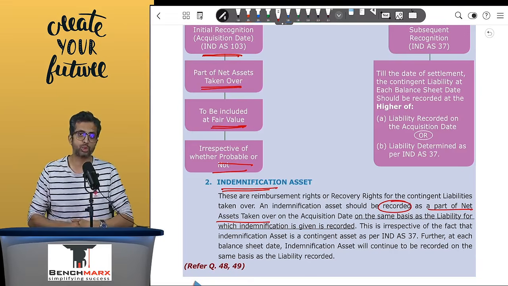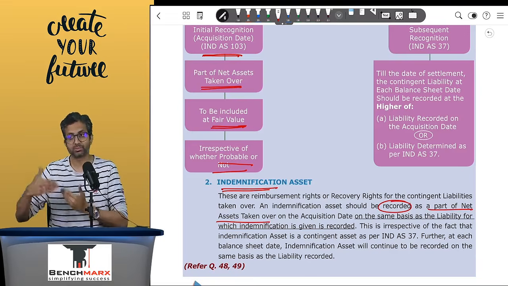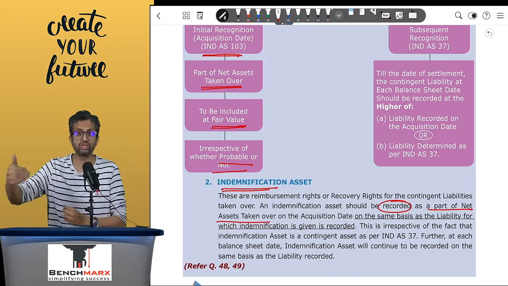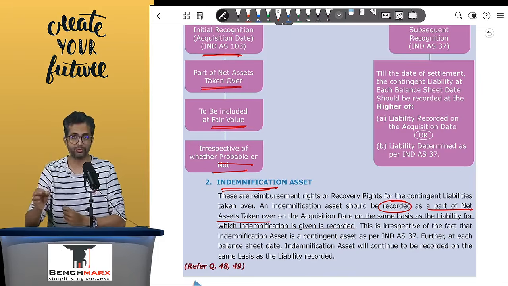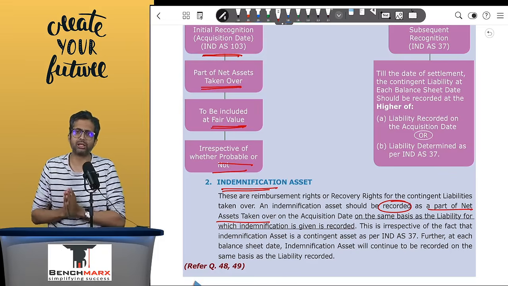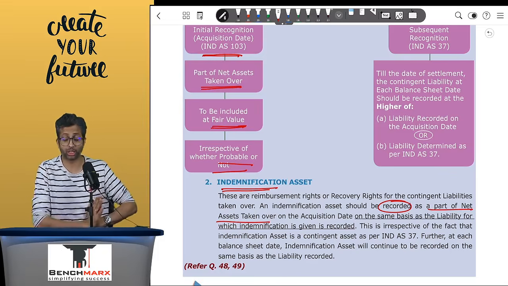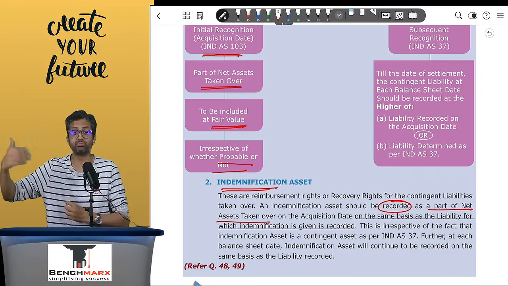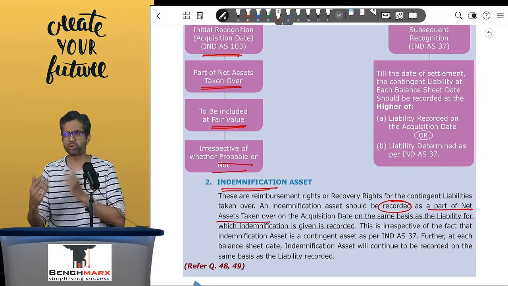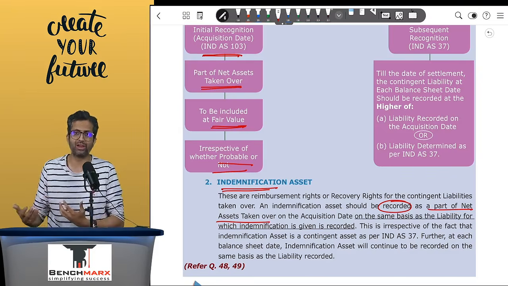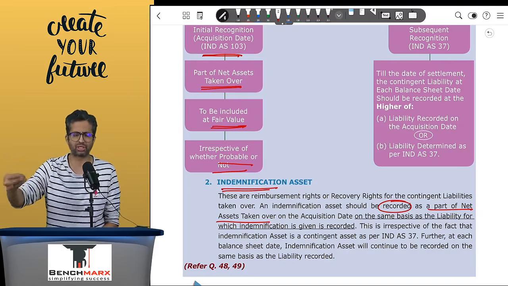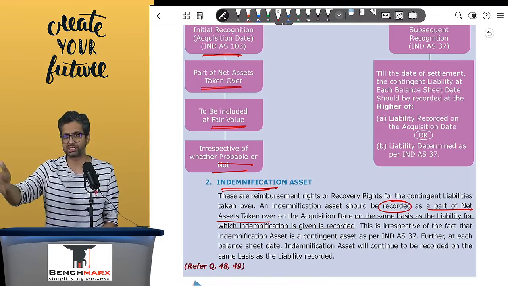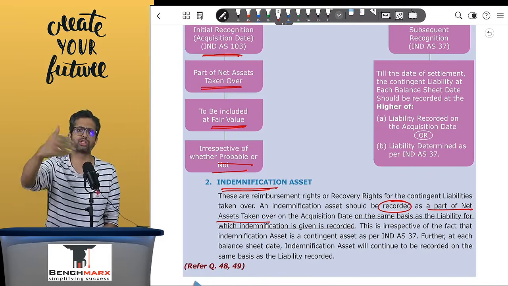Subsequent workings over here will be as per Ind AS 37, but the law mentions that for subsequent recognition, you will record the contingent liabilities, till the time they are settled, at the higher of the value as determined at initial recognition, in our example 40, or the value as per Ind AS 37, whichever is higher. This is probably because if you do not have this clause, what might happen at the very next balance sheet after the acquisition is that you might apply Ind AS 37 and say that this liability is not probable, so let us de-recognize it.